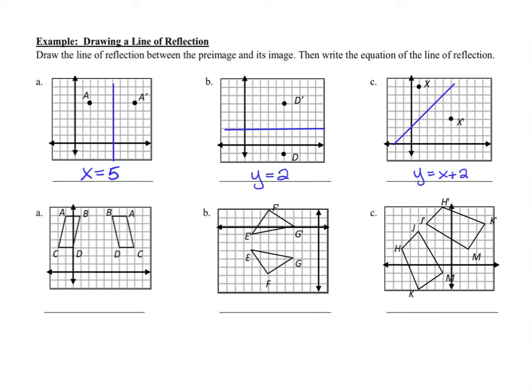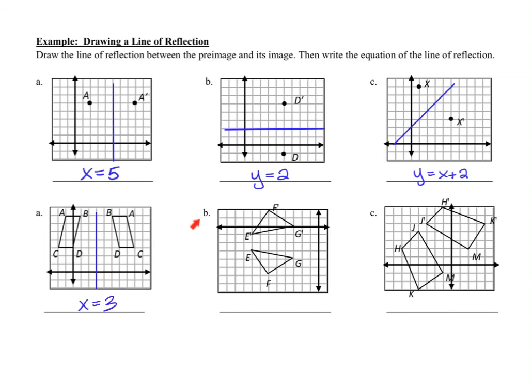Let's look at the next problem. It's another letter A. So we have B here and B here. Let's find the exact middle in between those two B's. What is the equation of the line of reflection? This line crosses the x-axis at 3. So your line of reflection is x is equal to 3.